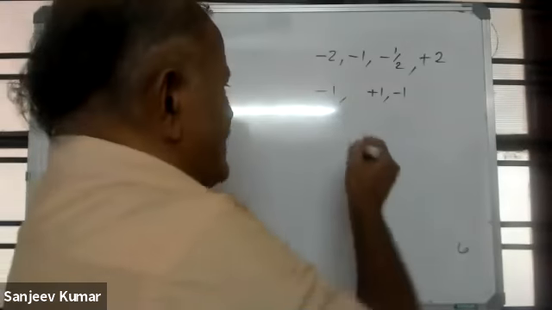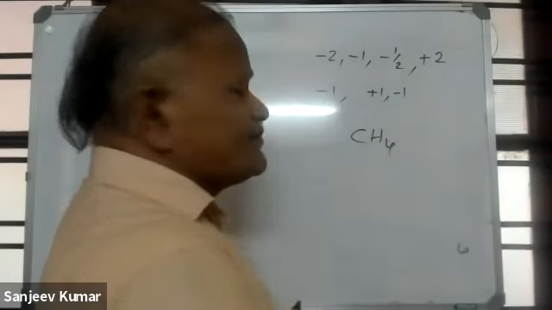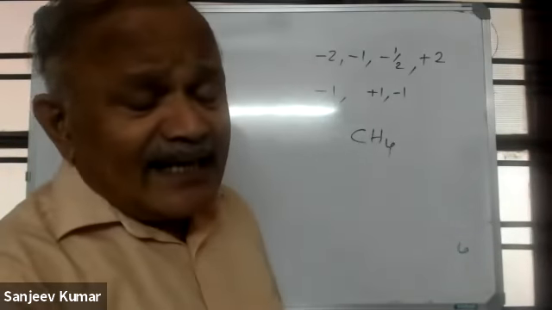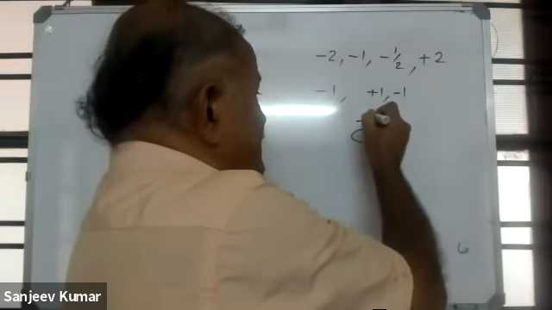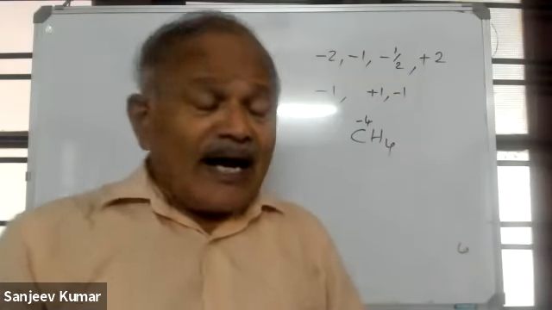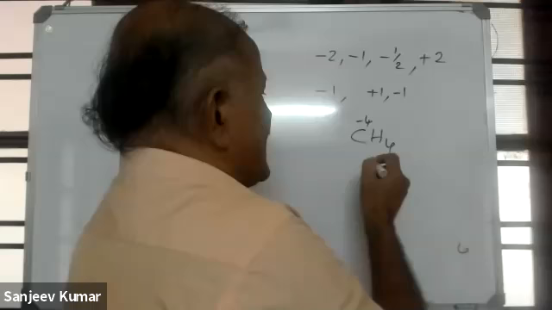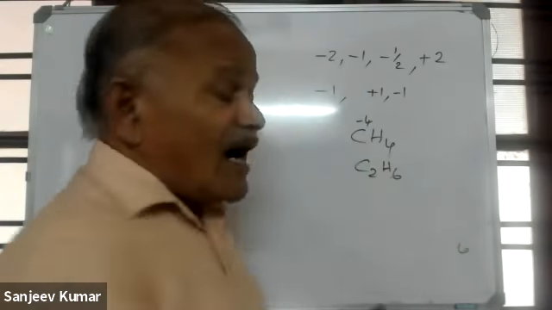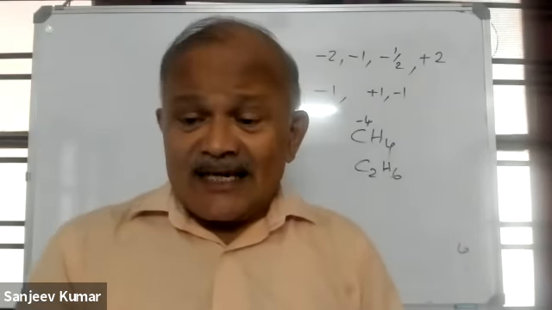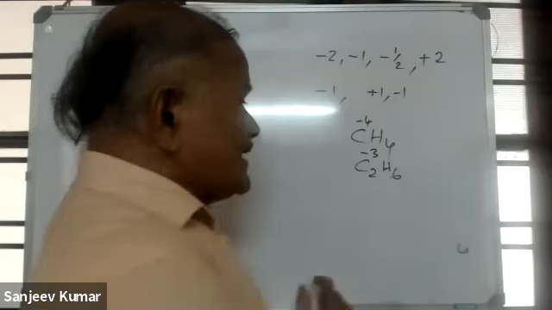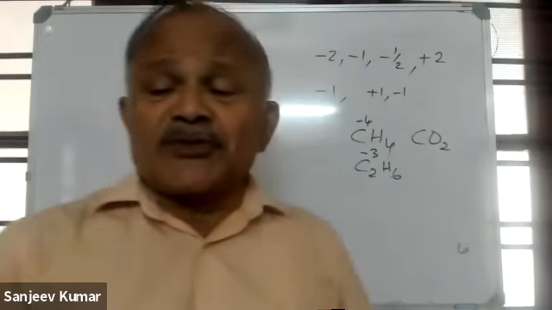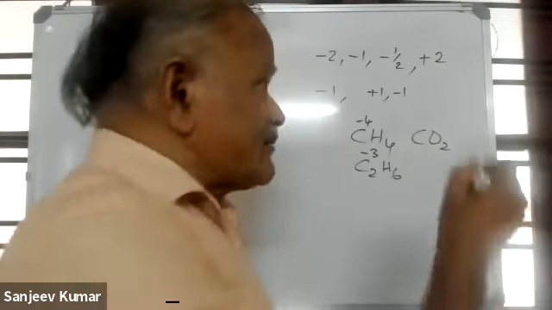Therefore, what is the oxidation number of carbon in CH4? Hydrogen is plus one, so four hydrogens give plus four. Therefore, carbon is minus four in CH4, and the sum should be equal to zero. What is the oxidation number of carbon in ethane, C2H6? Six hydrogens give plus six, so the two carbons together are minus six, and each carbon is minus three. What is the oxidation number of carbon in carbon dioxide, CO2? Oxygen is minus two, two oxygens give minus four, so carbon is plus four.